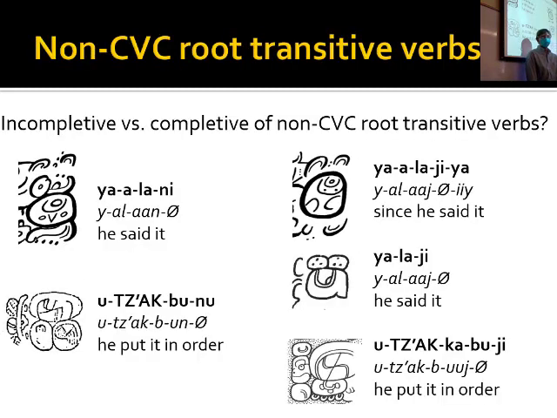And that nominalizer we also see with the non-CVC transitive verbs. I already showed you those. Yalan, incompletive, he said it. Yalahi, since he said it, but done. Yalach, he said it, but without the clitic, without since or as. And then there's one utakbun, as he puts it in order, but he hasn't finished it yet. And as you can imagine, that's rare and occurs only once.